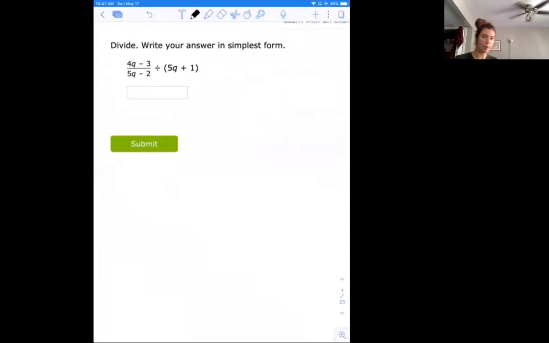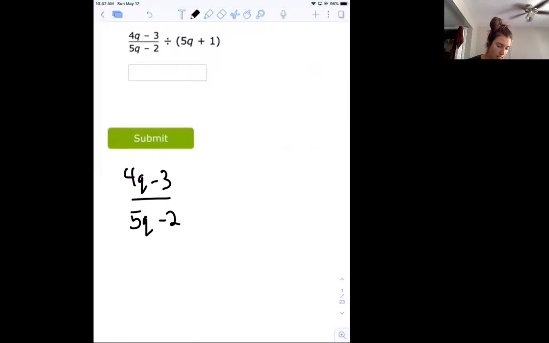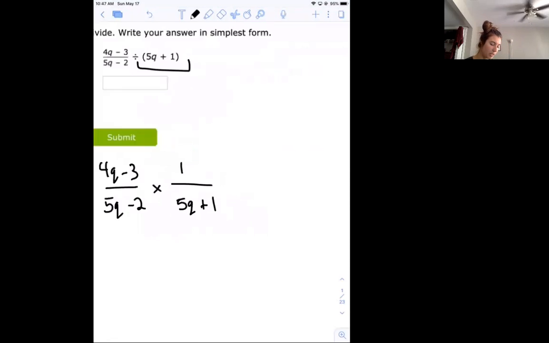So you're going to see problems like this. You're just going to want to remember how to multiply and divide fractions. Pretty much the same exact process. I'm just going to rewrite my problem. So whenever it says divide by this number, that's going to be the same thing as multiplying by 1 over. So dividing by that is the same as multiplying by 1 over 5q plus 1. And that's it. Now I'm just going to have to multiply across.